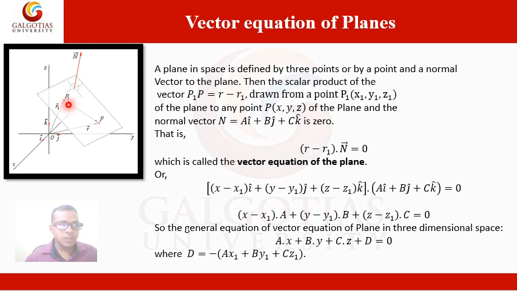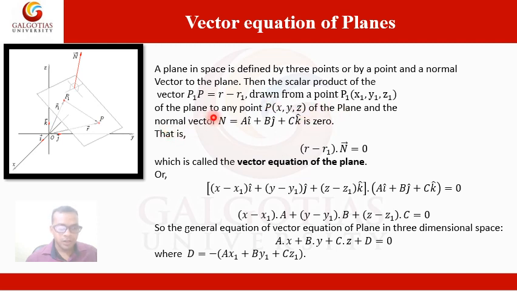Suppose p1, you can see in the picture here, is a vector in space, and p is another vector in space. If I want to get the position vector of p1p, I should get the coordinates of p1 in terms of i, j, k, and the value of p also. So I can get it as r minus r1. P1 has coordinates x1, y1, z1, and any point P of the plane is given by x, y, z.